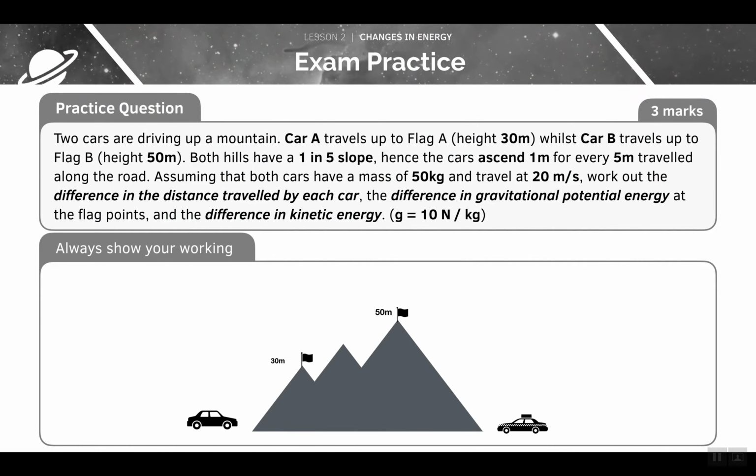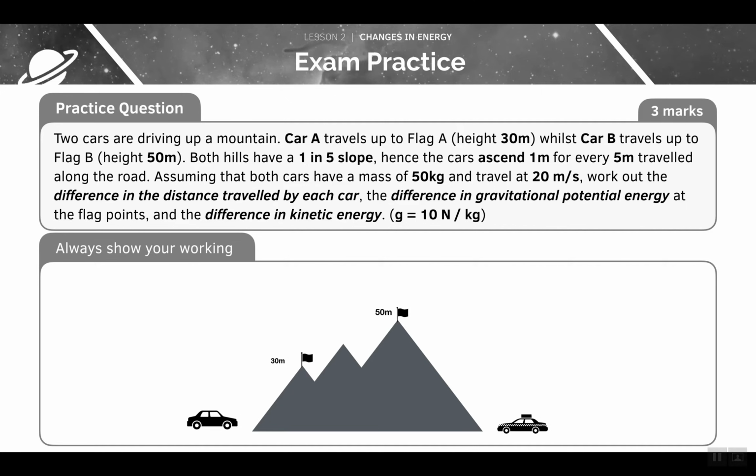Our next question is a little more challenging, as it is worth 3 marks. 2 cars are driving up a mountain. Car A travels up to flag A at height 30 metres, whilst car B travels up to flag B at height 50 metres. Both hills have a 1 in 5 slope, hence the cars ascend 1 metre for every 5 metres travelled along the road.